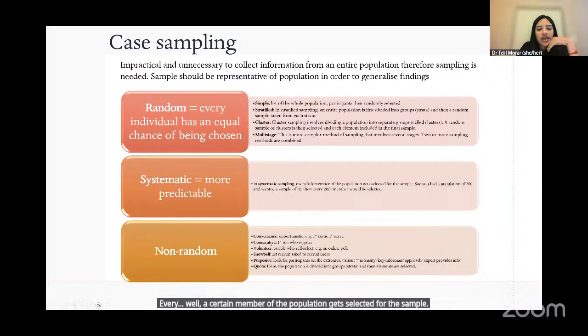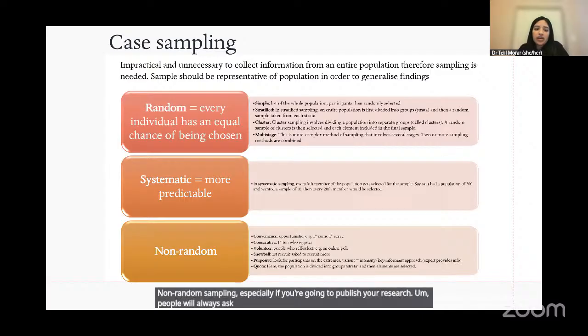And then non-random, we usually use non-random in more qualitative research, but really it's hard to defend non-random sampling, especially if you're going to publish your research. People will always ask, why didn't you randomize the sample? Because now it can't really be generalized. So that's something to keep in mind.